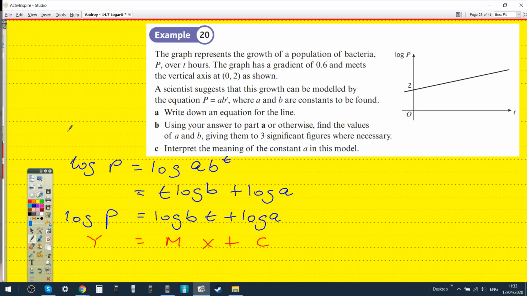Is that the answer to A? Write down an equation for the line. So now let's actually sub in the stuff you were saying. The graph has a gradient of 0.6 and meets the vertical axis at 2. Oh, I need to now get log a, don't I? So just sub in 2 into log p, 0 into log t, and then 0.6 into log b.